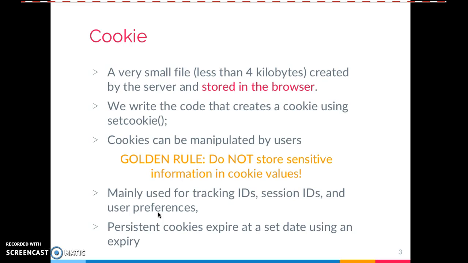And just a huge reminder that cookies can be manipulated by users. So the golden rule is do not store sensitive information in cookie values, because it's pretty self-explanatory. They can get it, change the cookie into some value, and it's just a security threat to websites. Cookies are mainly used for tracking IDs, like for Google Analytics, or session IDs and user preferences. And then a persistent cookie expires at a set date using an expiry.